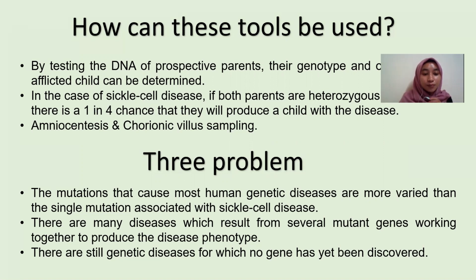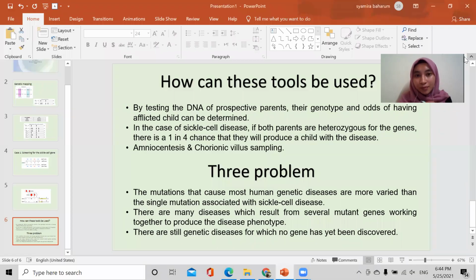Next, there are many diseases which result from several mutant genes working together to produce the disease phenotype. And there are still genetic diseases for which no gene has yet been identified. So we need more effort for the genes to be located, cloned, and sequenced. Until the genes can be located, cloned, and sequenced, no probe can be made to detect them directly. So that's all from me. Thank you.